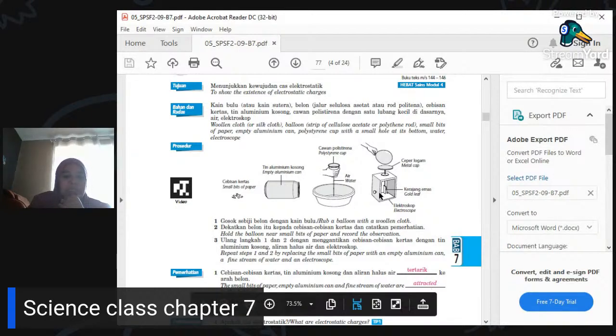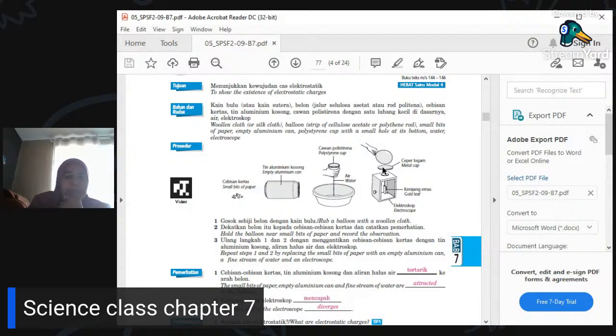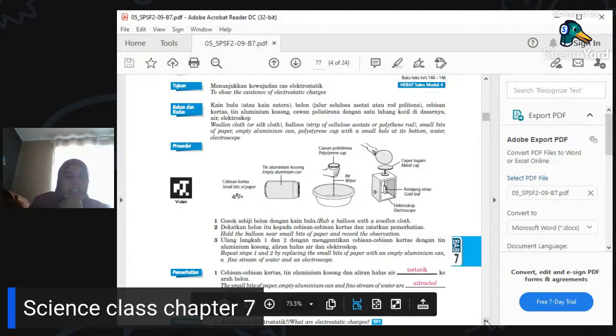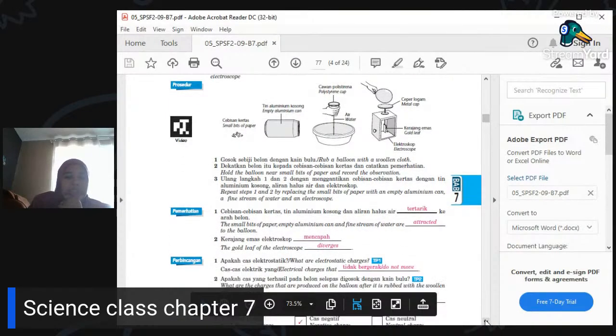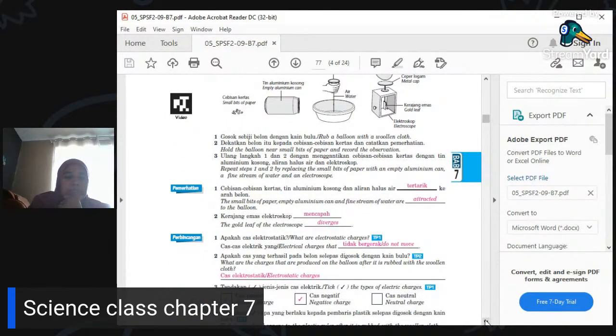So this concept is the same concept as using the electroscope. If we rub the balloon and put it near the electroscope, the gold leaf will repel. It will diverge. So the gold leaf of the electroscope diverges.